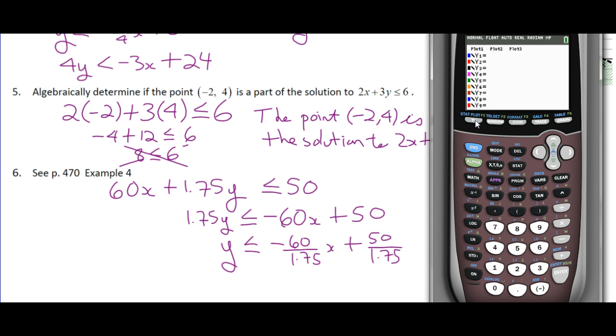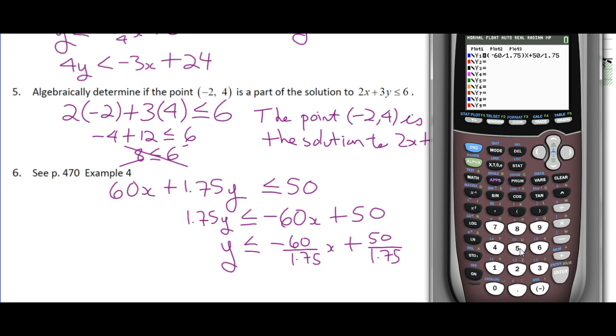We're going to go to Y equals, I don't care that it's negative 60. So let's go bracket negative 60 divided by 1.75 close bracket X plus 50 divided by 1.75.